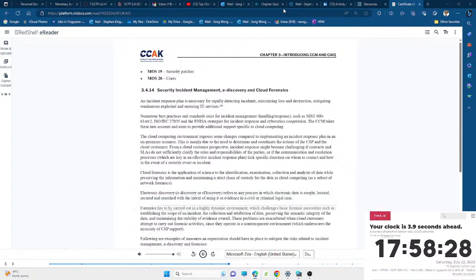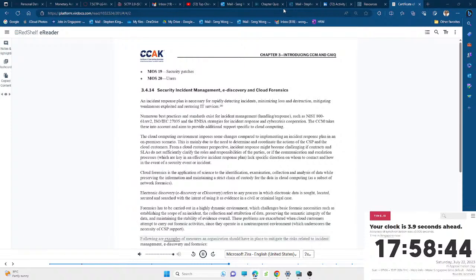Forensics has to be carried out in a highly dynamic environment, which challenges basic forensic necessities such as establishing the scope of an incident, the collection and attribution of data, preserving the semantic integrity of the data, and maintaining the stability of evidence overall. These problems are exacerbated when cloud customers attempt to carry out forensic activities, since they operate in a non-transparent environment, which underscores the necessity of CSP support.